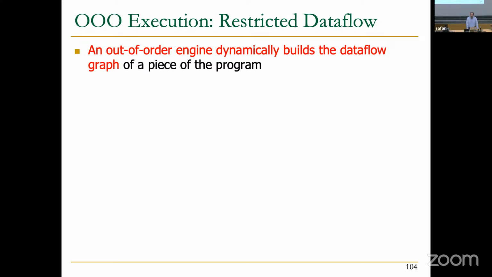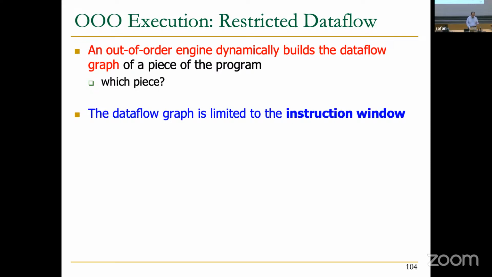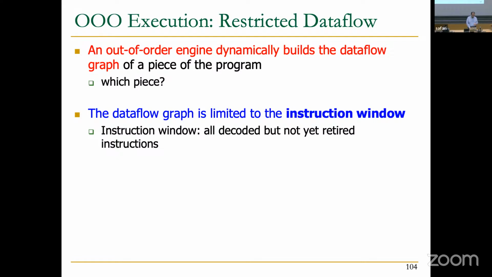Probably the memory is just large enough. Which memory? Yes, that's correct, but which memory? Reservation stations, reorder buffer. These memories are limited in size, and at some point you cannot make a data flow of the whole program. You are limited by the capacity of that storage. So the data flow graph is limited to the instruction window, as we call it. An instruction window is all decoded but not yet retired instructions.